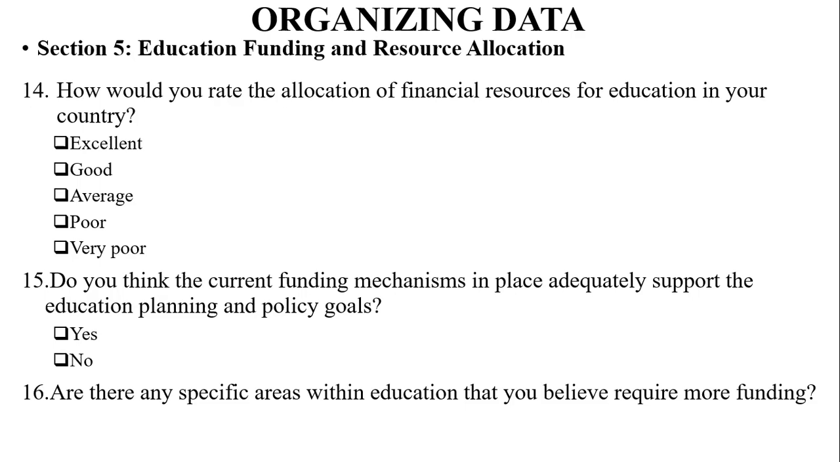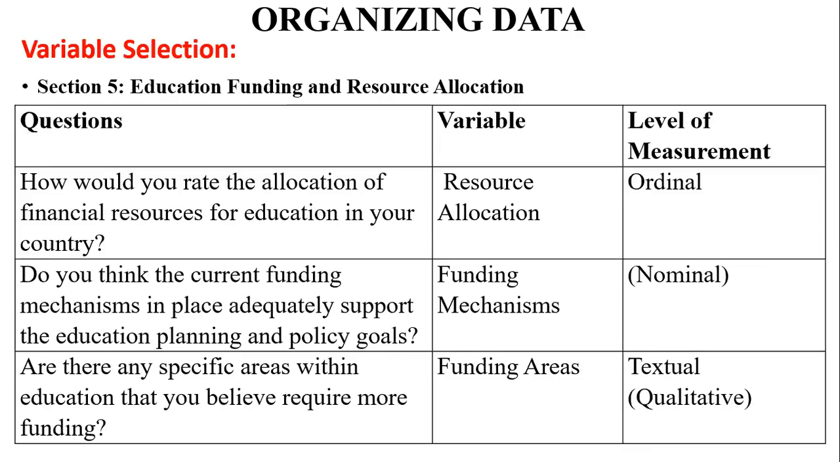So when you come to categorize this part of the questionnaire, you have to identify the variables that are going to be measured and at which level. Now, the table here shows us that the first question was looking at the variable of resource allocation, and the level of measurement of resource allocation is ordinal. We are going to order it. Then the second part is funding mechanism, and this part is going to be measured at nominal level.